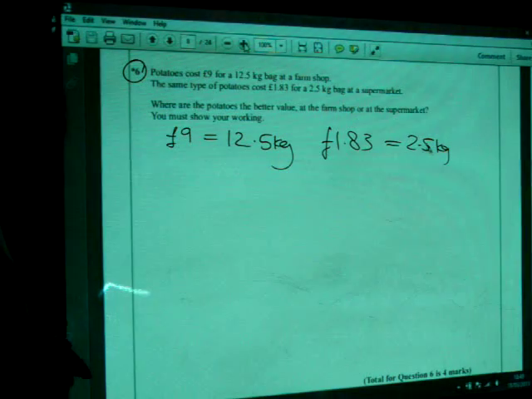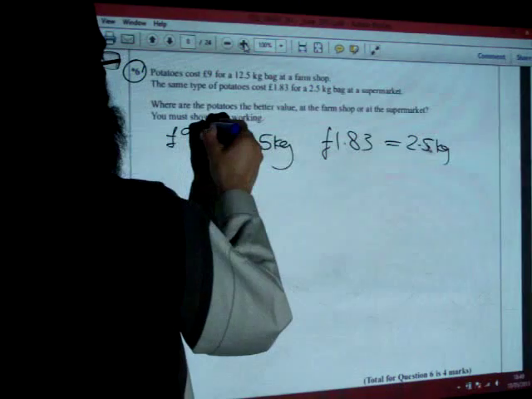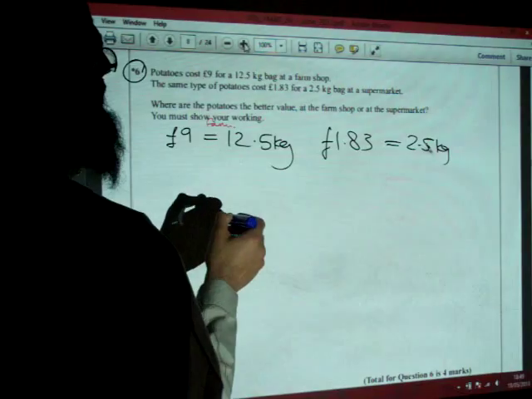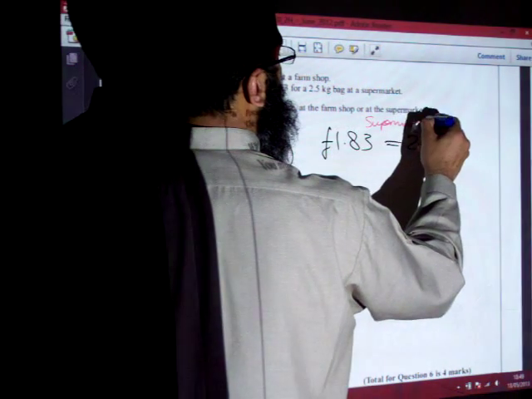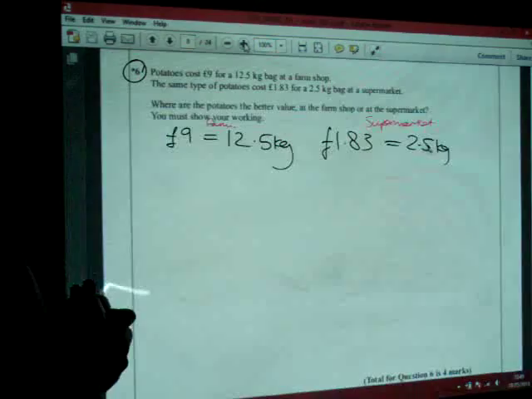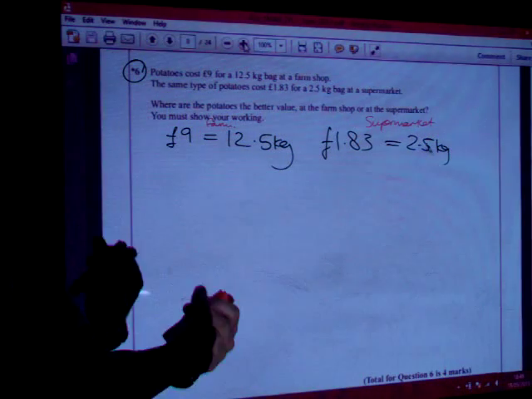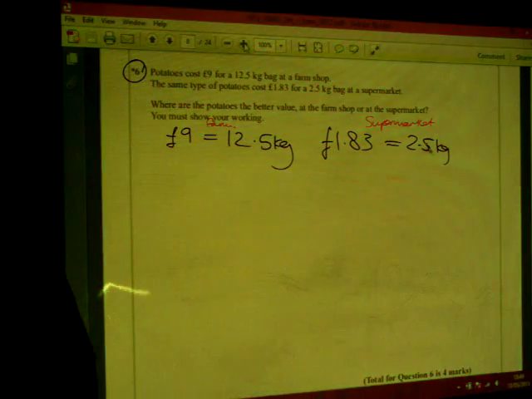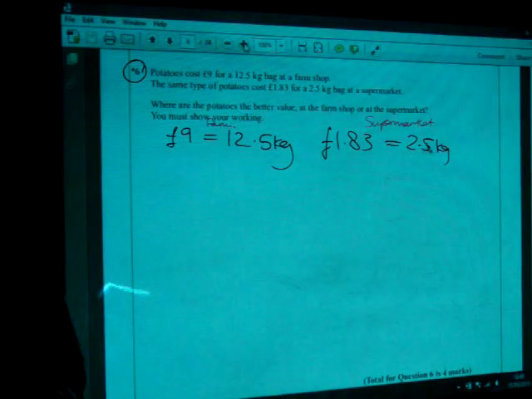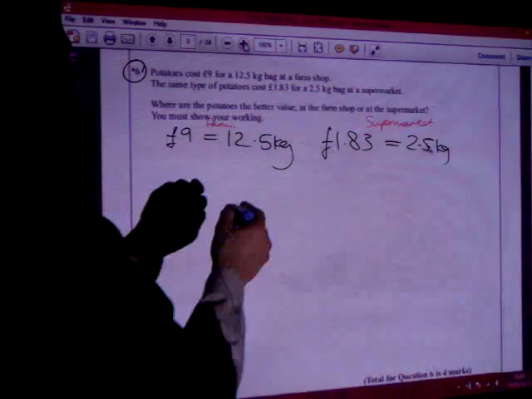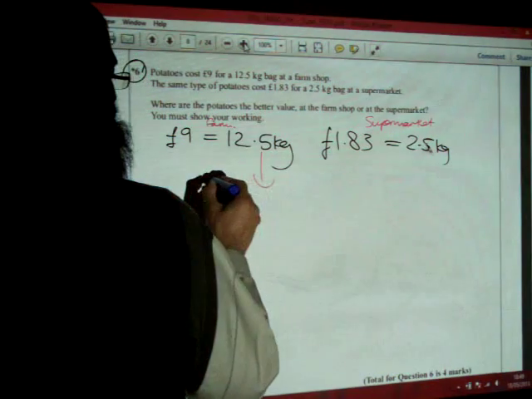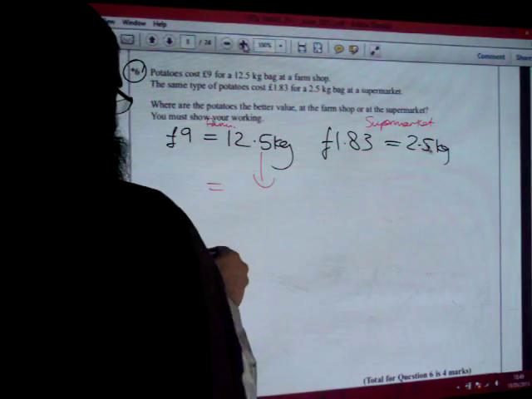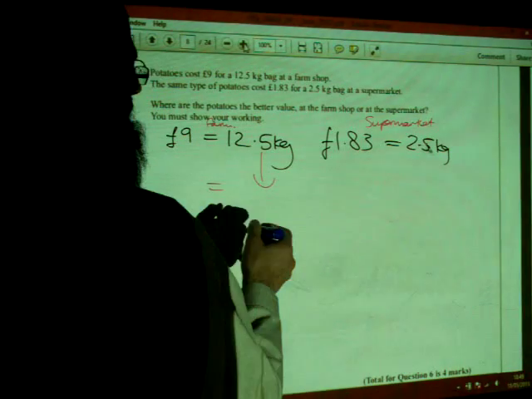Right. We need to work out which one of these is the better value for money. The first one is from the farm shop, yeah? And the second one is from the supermarket. So, we can either do it by cost per pound or by kilo. Both of them work the same way. Kilo. You want to do it by kilo? Okay, Isa has done it by the kilo. So I need to get from 12.5 kilos down to 1 kilo.